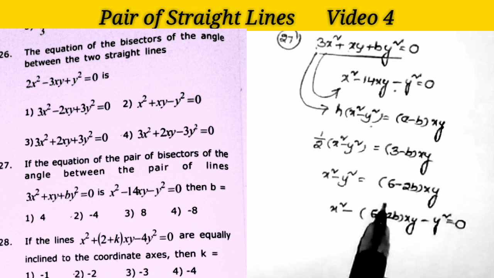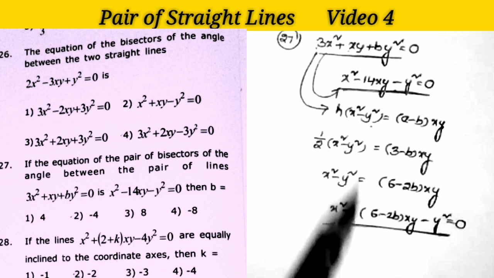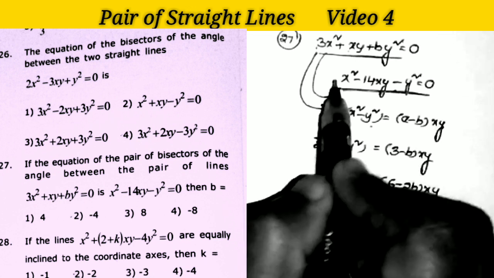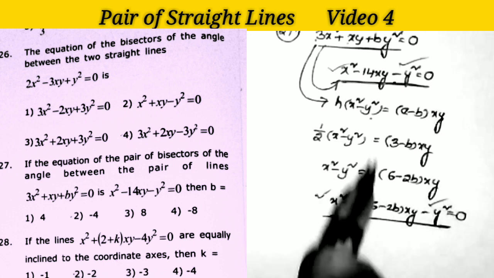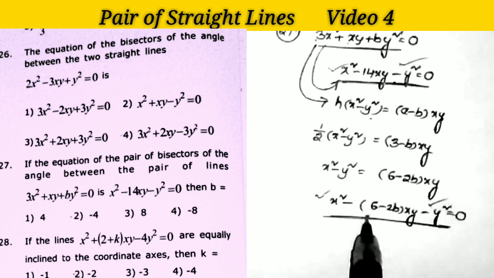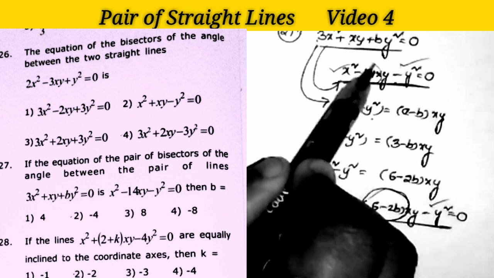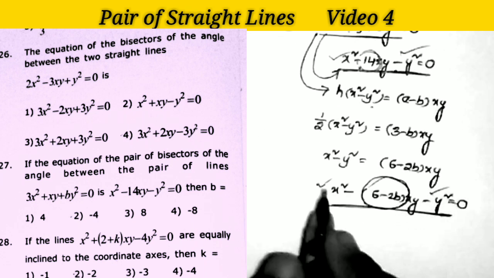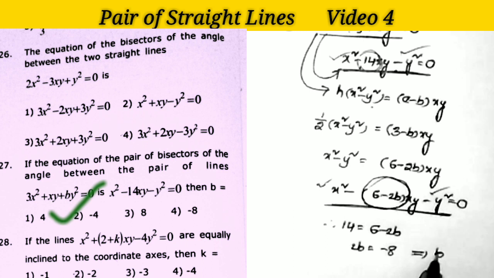Now this is the given equation, this is the obtained equation. Just taking the comparison in these two equations, x square minus y square. Now what is the xy coefficient here? Minus 14. What is the xy coefficient here? Minus (6 minus 2b). Now equating these two values to get the b value. Therefore 14 is equal to 6 minus 2b, that is 2b is equal to minus 8. Therefore the value of b is equal to minus 4. That's all. This is the answer, and it is the second option.